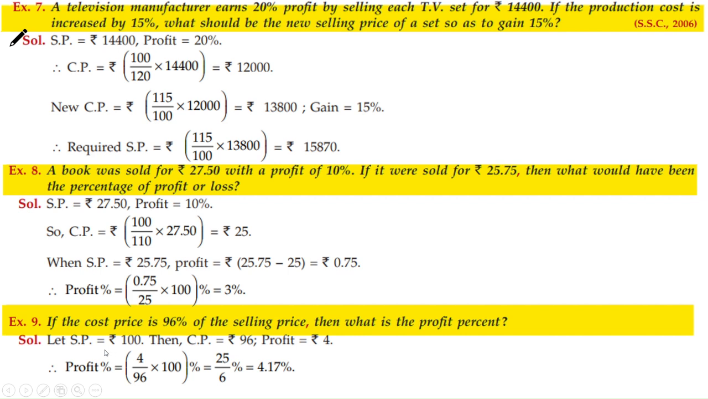If the cost price is 96% of the selling price, then what is the profit percent? Let selling price equal to rupees 100. Then cost price equal to rupees 96. Profit equal to 4 rupees. Then profit percent equal to 4 by 96 into 100%. That equal to 25 by 6%, that equal to 4.17%.